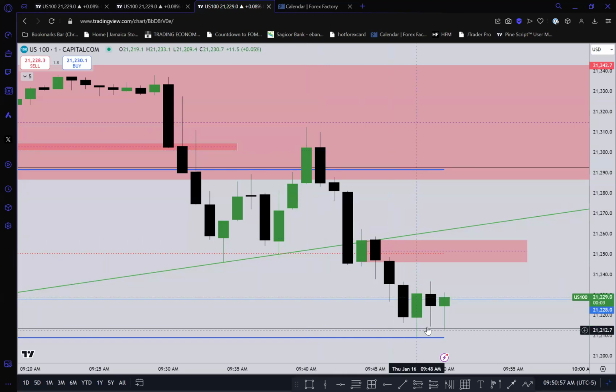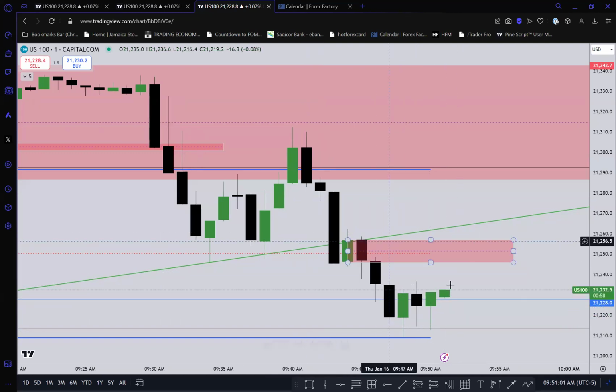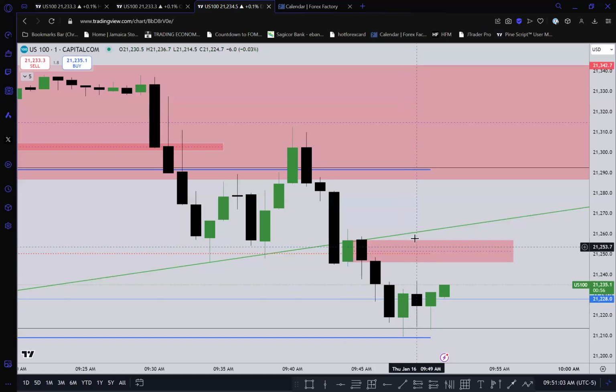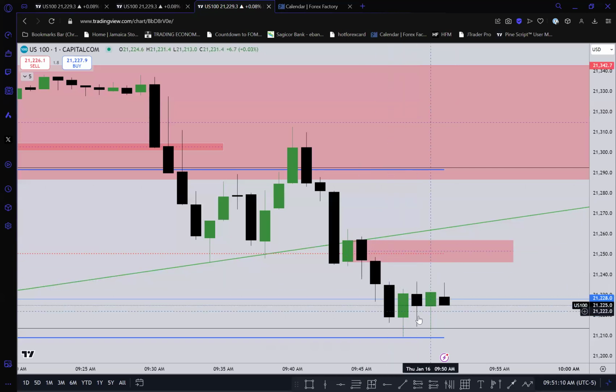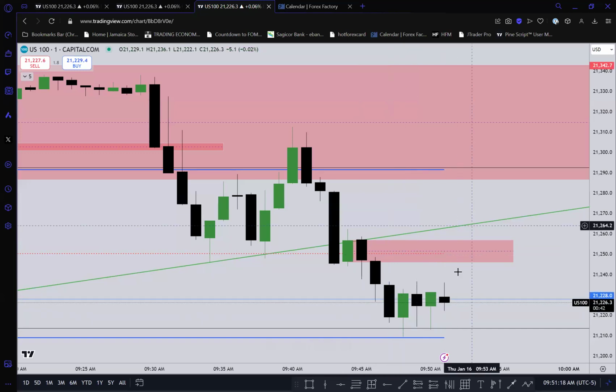Let me just point out, I like the fact that we swept the bodies here even before we displace. That signature says when it gets back above here, it's going to run. So if you see it gets back above here in an environment where the bodies inside the potential order block were raided and it starts to come back down, tighten the risk.